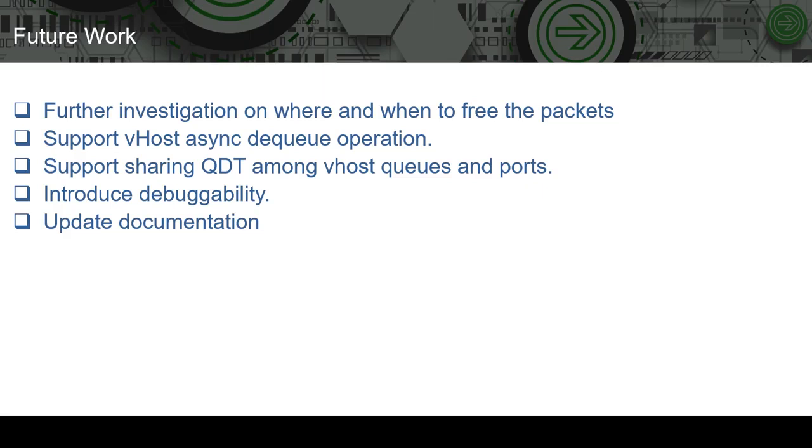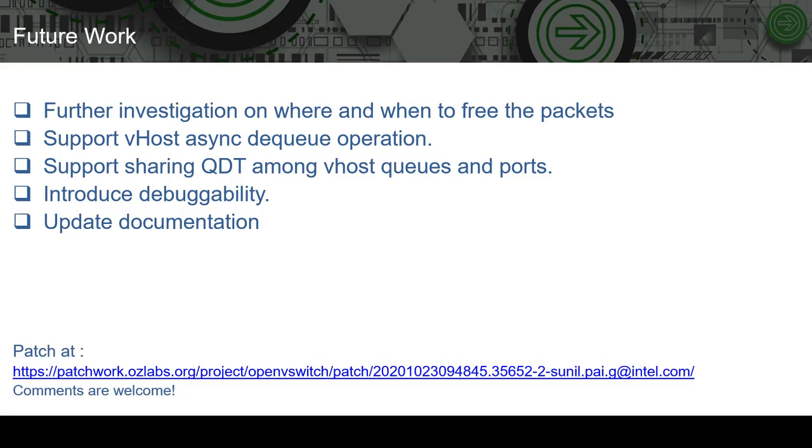So what's next? There is a bit of future work to do, like to further investigate on when and where to free the packets, support the DQ operation, support sharing DMA among the vHost queues and ports, introduce debuggability, and of course update the documentation. Here's the link to the V1 patch sent out. We would love to hear feedback on this from the community.